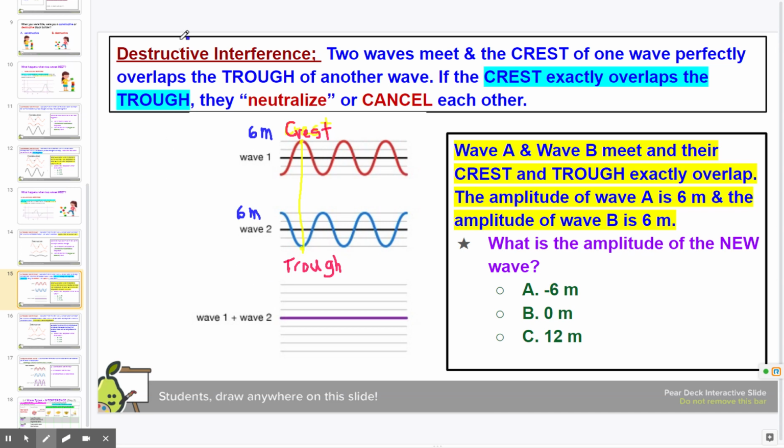Well, remember, if it's destructive, we subtract. So 6 meters minus 6 meters, what do we get for our amplitude of the new wave? Well, 6 minus 6 is 0 meters. So our answer is B, 0. And so the new wave is actually a flat line. If they have the same amplitude and it's destructive, they cancel each other out.